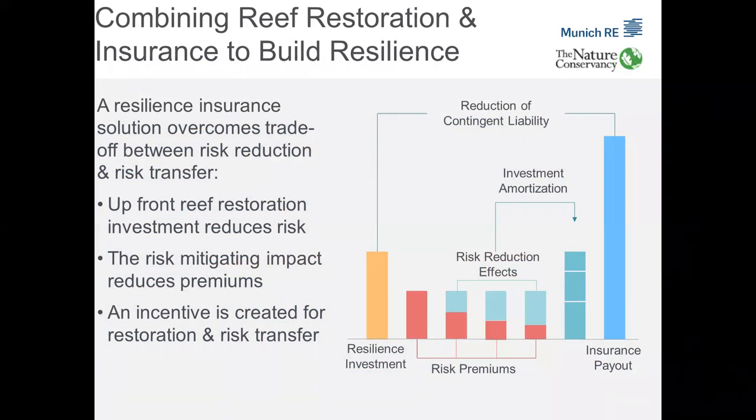We're also working with Munich Re, which is the world's largest reinsurer, to develop a new kind of resilience insurance. It's kind of like a resilience bond that could allow for much greater investment upfront in reef restoration. So the idea is you have an investment in reef building, a resilience investment at the beginning, and that's paid for by reductions in the cost of insurance over time. So you're receiving benefits from that reef restoration. Those risk reduction benefits here in blue are amortized and they help to pay for that initial investment. And then if there's a storm, there's still an opportunity as well for an insurance payout.